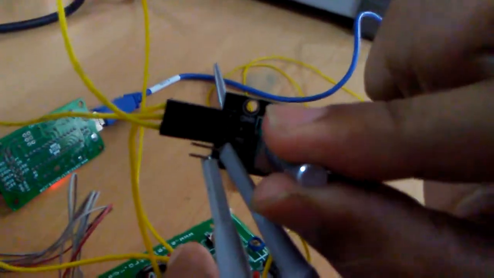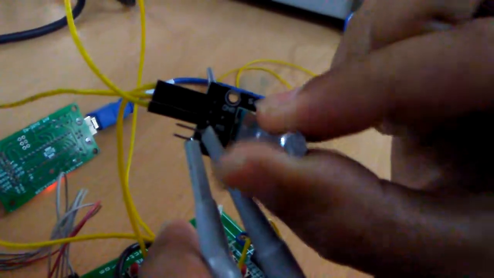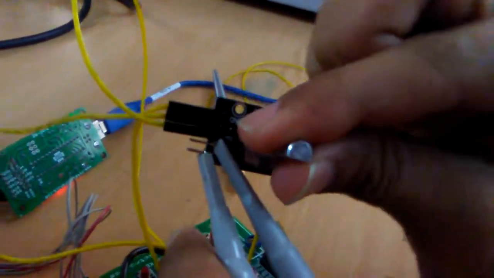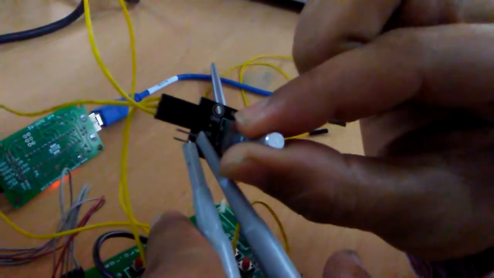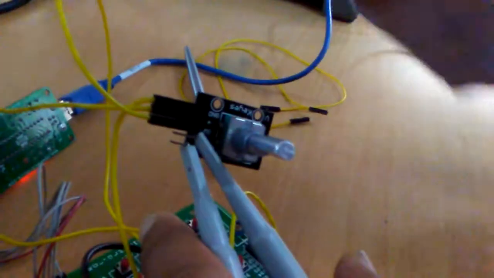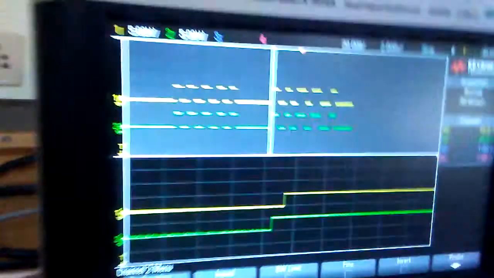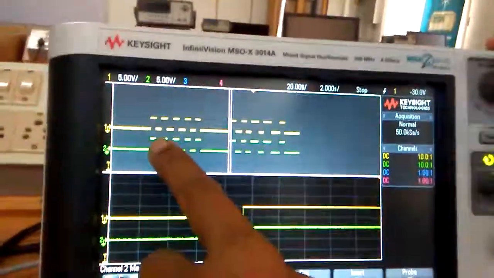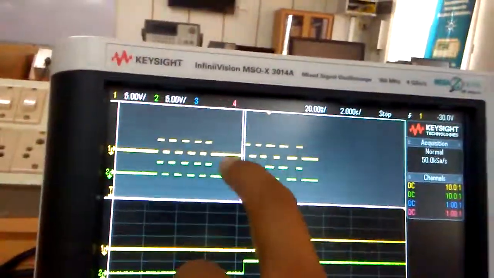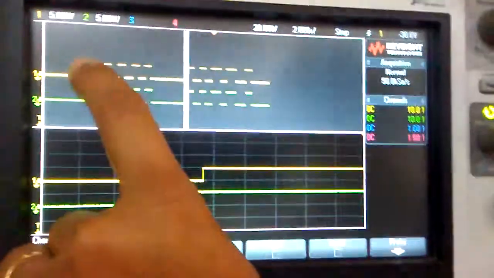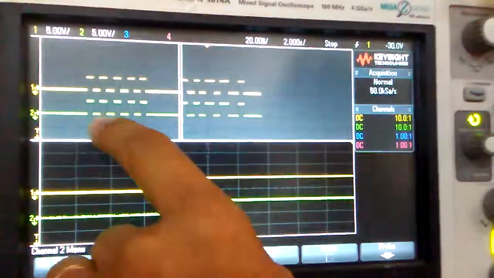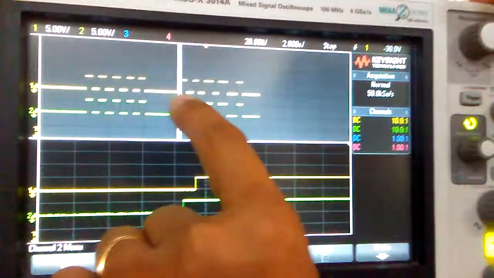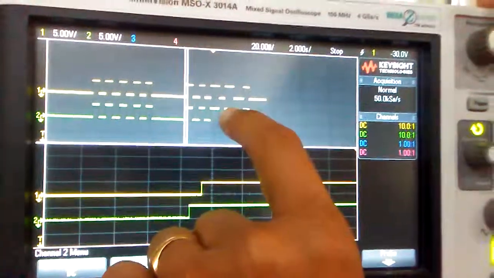When we rotate in this clockwise direction, we will get the waveforms. When you rotate in anti-clockwise direction, we will get some waveforms. So the same waveform we can observe in this oscilloscope, the Keysight oscilloscope. So if you observe carefully, here at the top, these are all the waveforms we are getting by rotating it in clockwise direction. These are all the waveforms by rotating it in anti-clockwise direction.